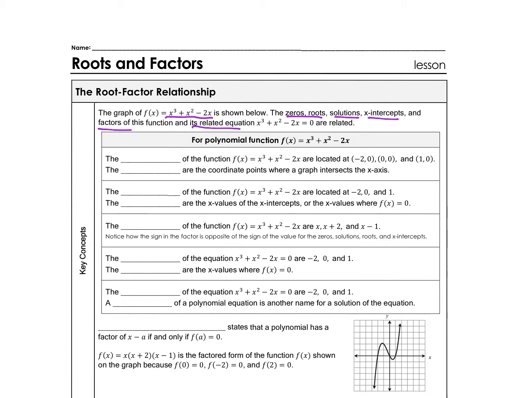It's related to this equation. Notice the f of x is y and it's equal to 0 there. So it says for polynomial functions, f of x equals x cubed plus x squared minus 2x, the blank of a function are located at the points. So these points, notice the y values are 0. Anytime I have a y value of 0, that's called an x-intercept. And then the blank are the coordinate points where the graph intersects the x-axis. So those are x-intercepts.